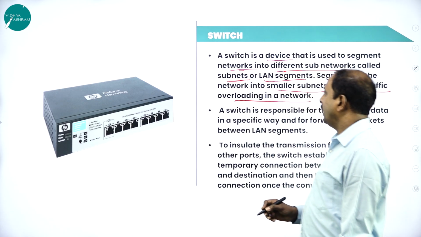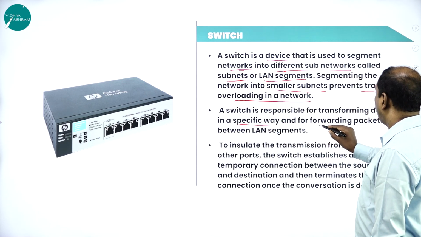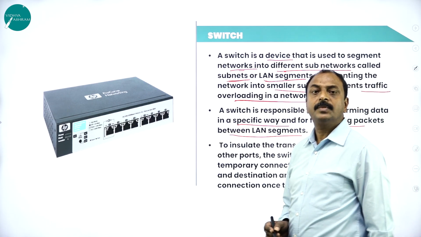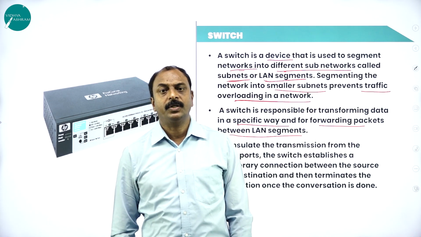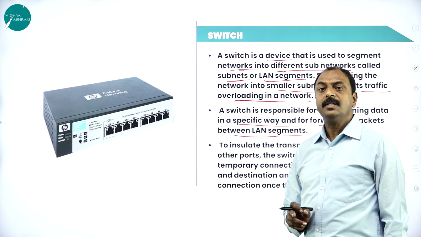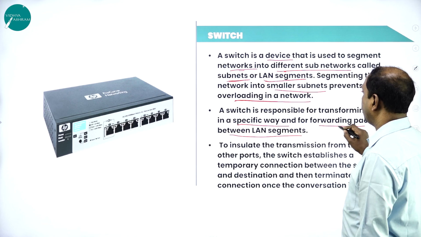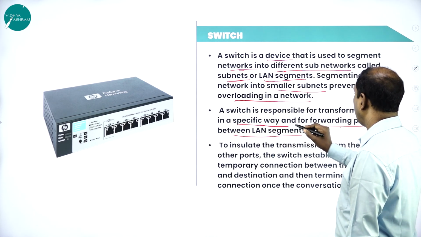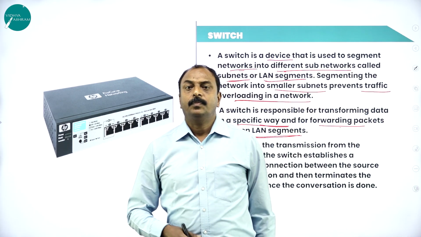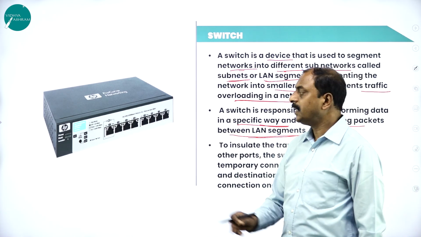This is a switch. Next, it is responsible for transferring data in a specific way and forwarding packets between LAN segments. Now you know what packets are. In a computer network, the data is divided into a number of packets. So data is moving across the transmission medium within packets. The switch is responsible for transmitting those packets in a specific way and forwarding packets to the LAN segment. So it is going to pass the signal or the data to a particular, specific LAN segment in a switch.